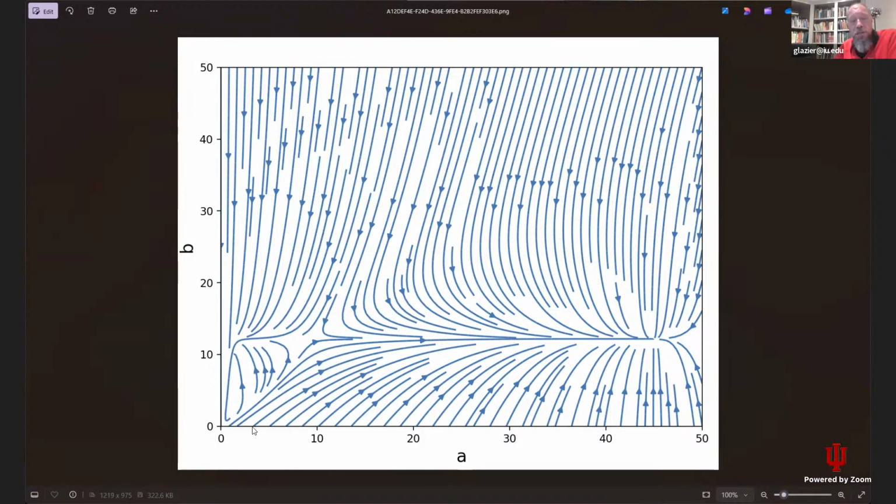What's a bit surprising is for small initial values of B, I go to that fixed point, right? If I start with an initial value of B of 1, and I start with an initial value of A of 2, I'm going to go to the big fixed point. So it's actually hard to get to the oscillator if my initial value of B is small.